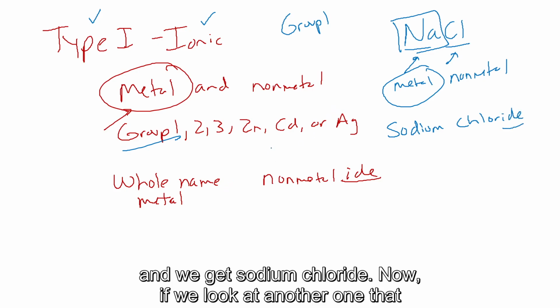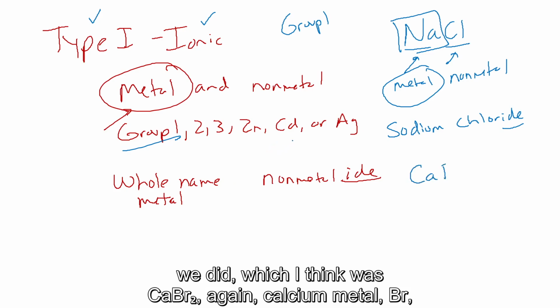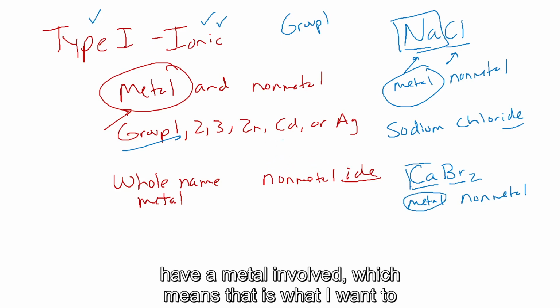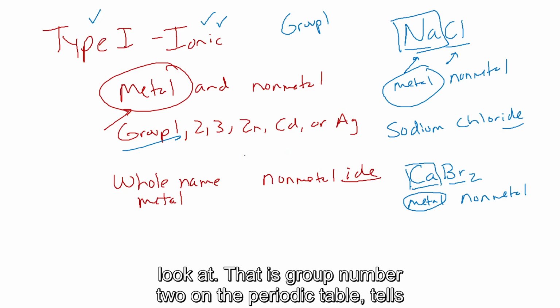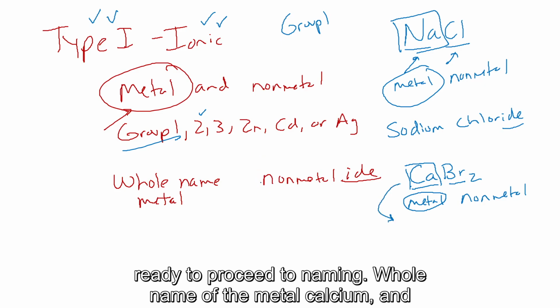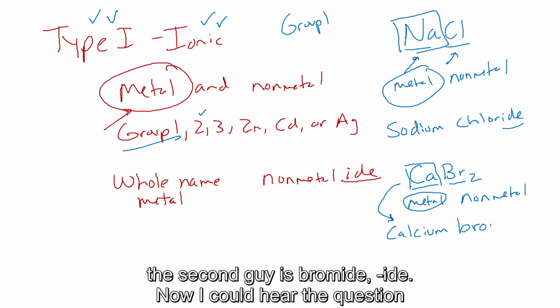Now, if we look at another one that we did, which I think was CaBr2, again, calcium metal, Br bromine non-metal. That automatically tells me ionic. I have a metal involved, which means that is what I want to look at. That is group number 2 on the periodic table. Tells me it has a fixed positive charge. Tells me it's type 1. I am now ready to proceed to naming. Whole name of the metal, calcium. And the second guy is bromide, IDE.